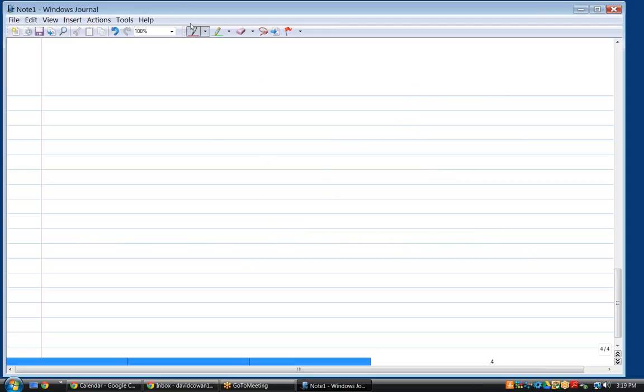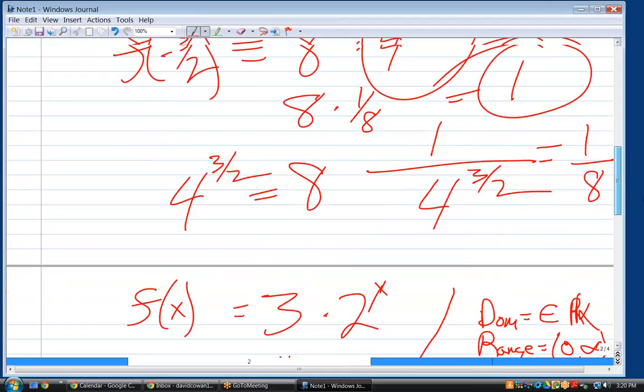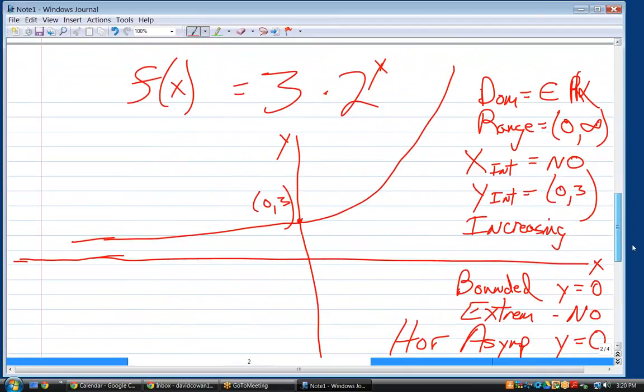All right, so looks like I got 6 functions in my book that they want all of these things. How about we just do 47 too? 47, okay. Yeah.